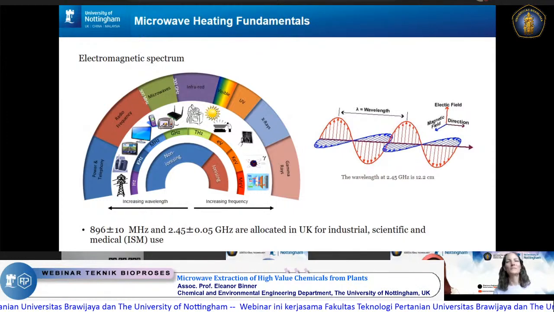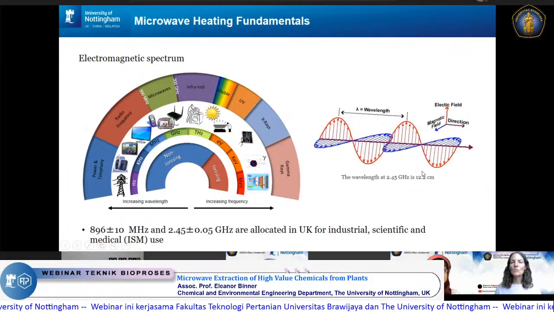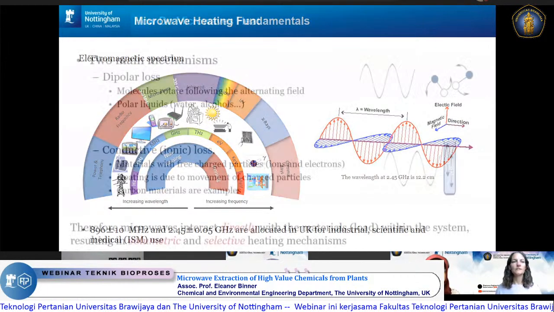So my 8-year-old says, "Are stingrays on the electromagnetic spectrum?" So stingrays aren't on there, but I think maybe I should put stingrays on there somewhere. When we talk about microwave heating, we're talking about the red one. So the electric field is what heats in microwave heating. The magnetic field is used in induction heating, but we're not talking about that. We're talking about using the electric field to actually heat things.